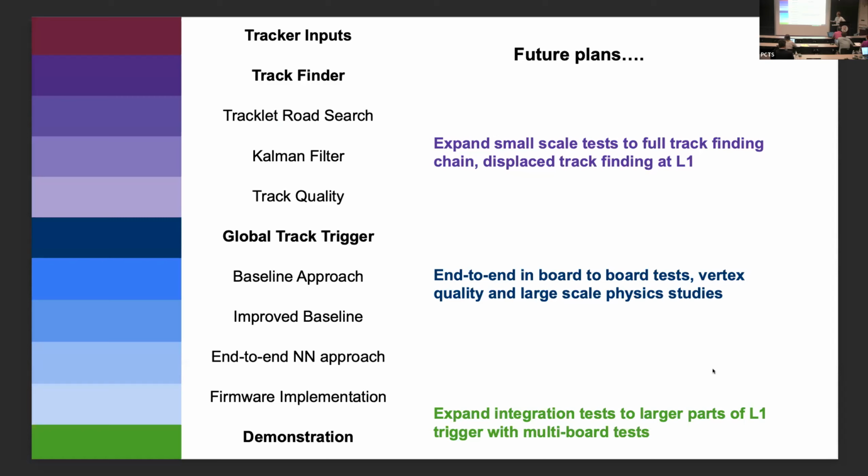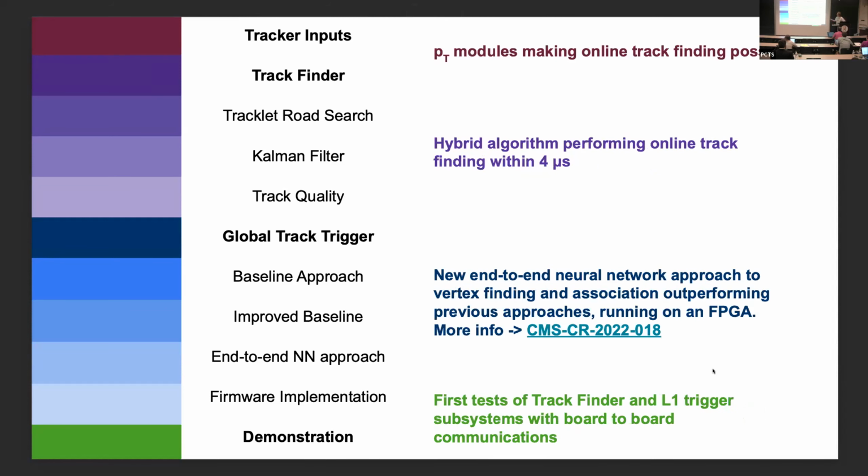We want to put our end-to-end neural networks in board-to-board tests. We're also looking at things like vertex quality and bigger physics studies, but this is part and parcel of this algorithm testing. And then we'd also like to expand our integration tests, large parts of the Level-1 trigger. I'll leave up the main features of what I've shown today and ask if there are any questions.